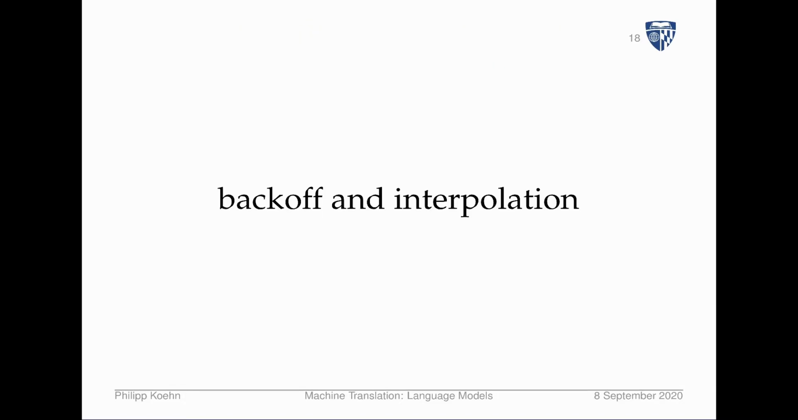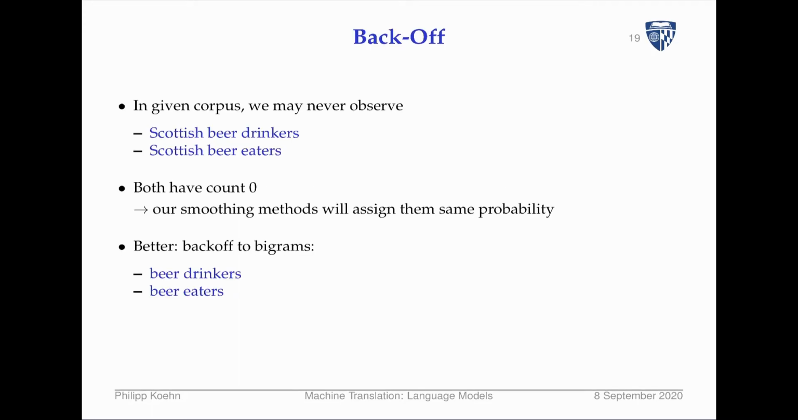Next, we're going to look at smoothing and how to handle sparse data from a slightly different angle that is specific to n-gram language models. In a given corpus, we might never observe these sequences: Scottish beer drinkers, Scottish beer eaters. Both have count 0, so by using count smoothing methods, that 0 will be adjusted to some really low value, so both of them are going to be very unlikely but possible.